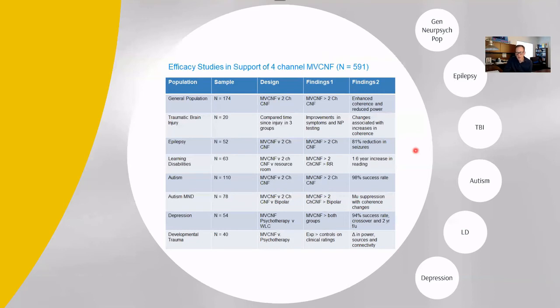So that's cut across a general neuropsych sample, seizure disorders, traumatic brain injury, autism, learning disability, depression, developmental trauma. I believe those are all the projects we've done to date, and we continue to work on others as well.